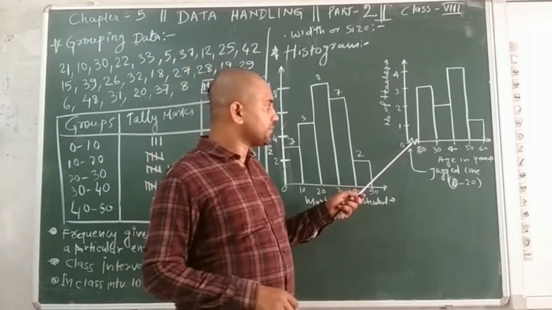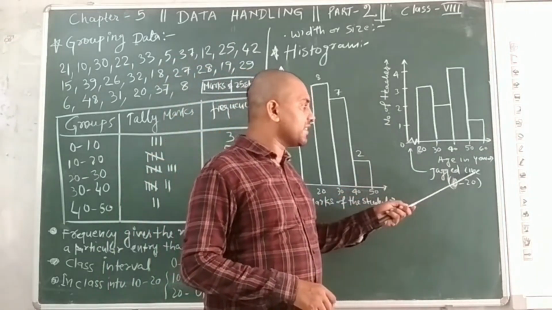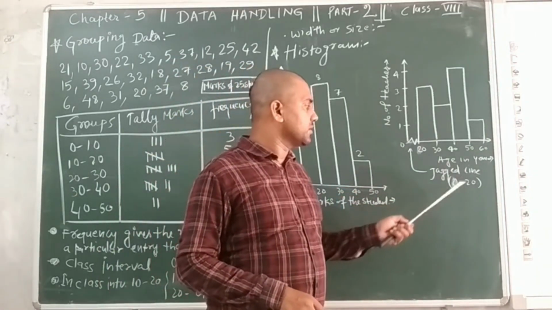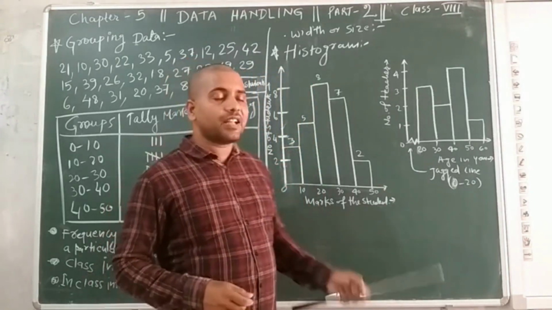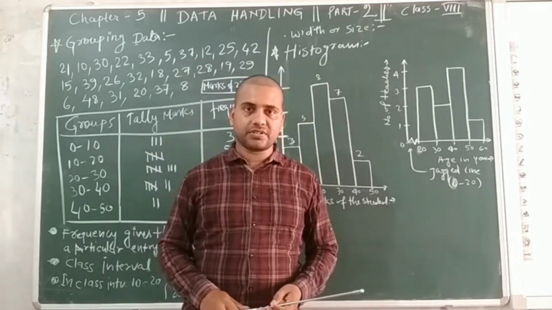And this zigzag line, you can see, 0 to 20 is there in between, and that jagged line is also known as a broken line.